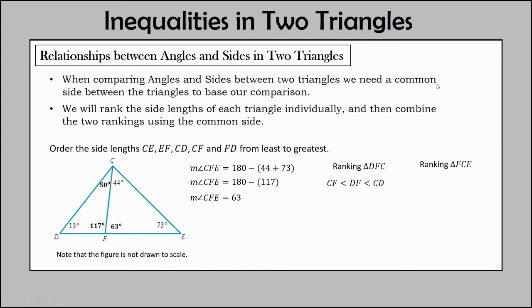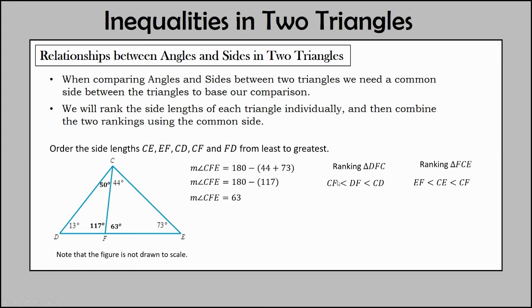Okay, well, again, least to greatest. So the smallest angle here, or smallest side, excuse me, is across from the smallest angle. So that's FE. FE is the smallest, and then it'll be CE, and then CF. Okay, so we've ranked them each individually. Now we want to put it all together because they ask us to rank all of them.